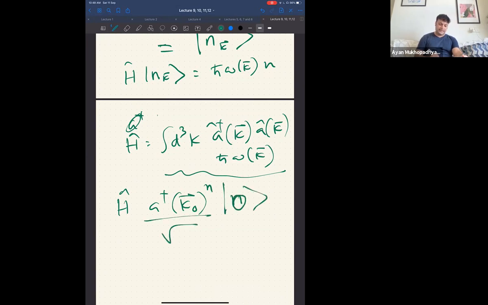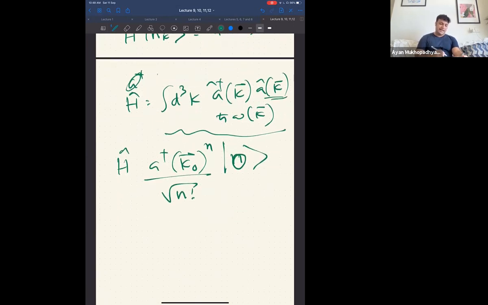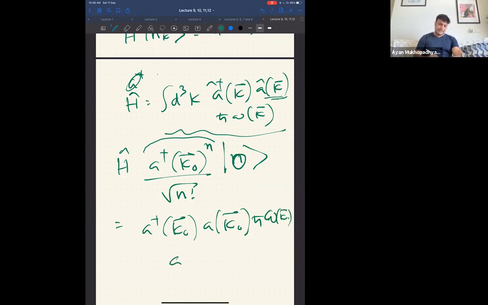on the vacuum, on this state, divided by the square root of n factorial. Now, if I act with this, a will be commuting with the a daggers, unless and until k is exactly k naught. So for all k other than k naught, I can move the a past all these a daggers because they commute, and it will annihilate the vacuum. The only thing that doesn't annihilate is a dagger k naught, a k naught, h bar omega k naught, times a dagger k naught to the power n over the square root of n factorial, on the vacuum.